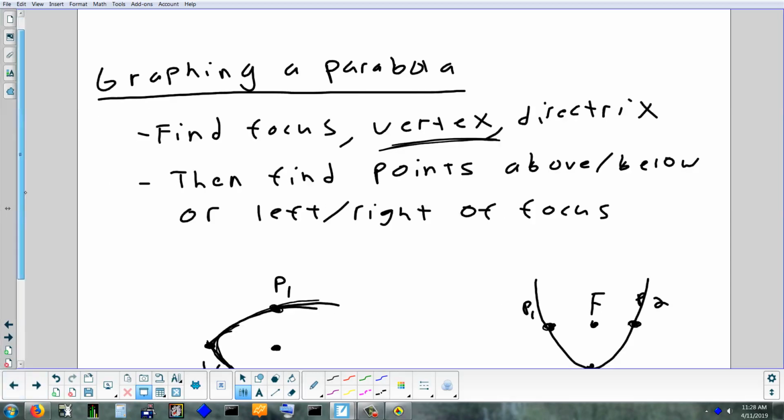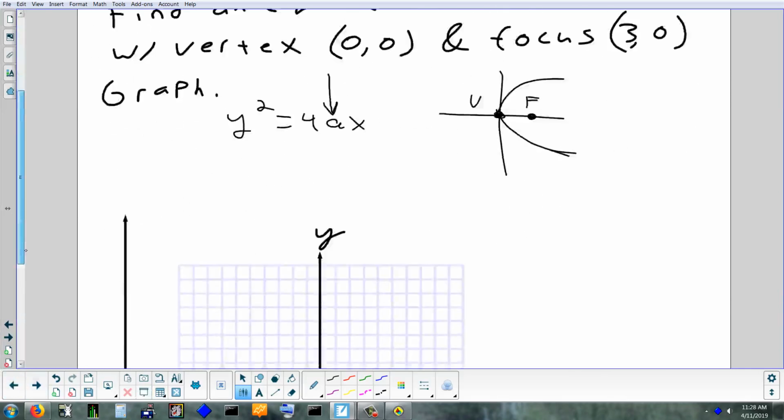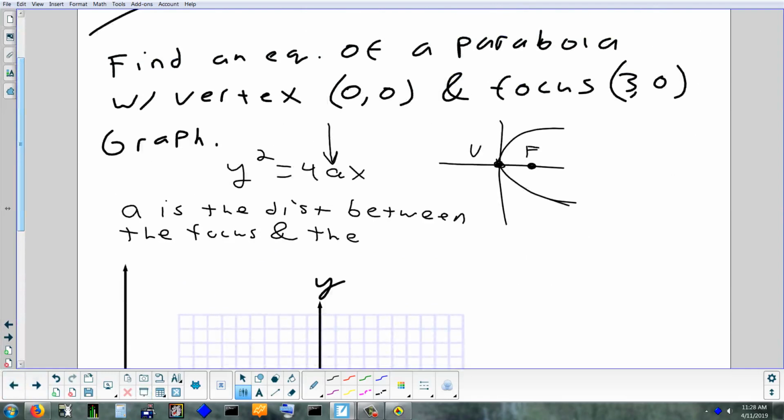All right. So, I'm going to give you a hint at how to find a. a is the distance between the focus and the vertex. a is the distance between the focus and the vertex. Yeah, in this case it's going to be 3.